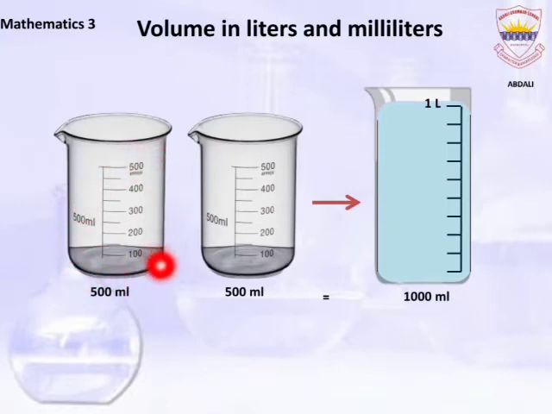There are 2 flasks of 500 milliliters. When we add 500 milliliters with 500 milliliters, we get 1000 milliliters. 1000 milliliters is equal to 1 liter. We can also say that 1 liter is equal to 1000 milliliters.